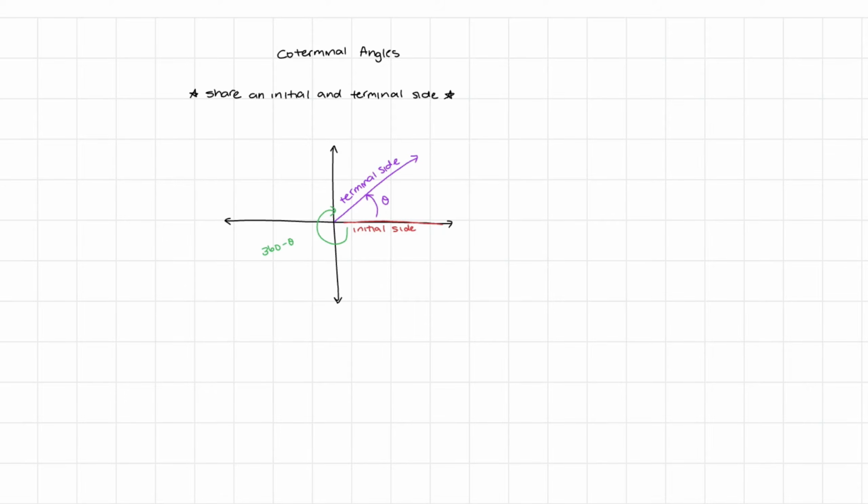So that would just be 360 minus theta. But there's an infinite number of coterminal angles, and they could be positive or negative. So it would be theta plus or minus 360n, or theta plus or minus 2 pi n. And that's in degrees and radians form.